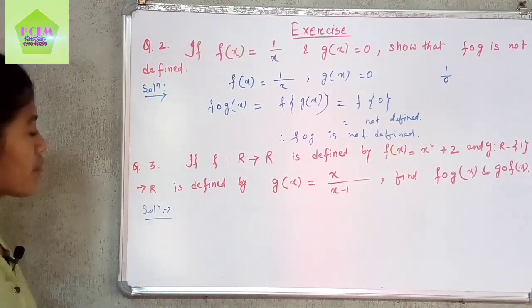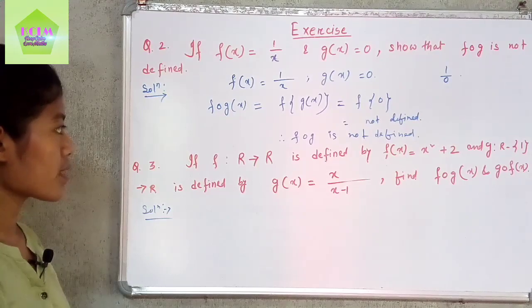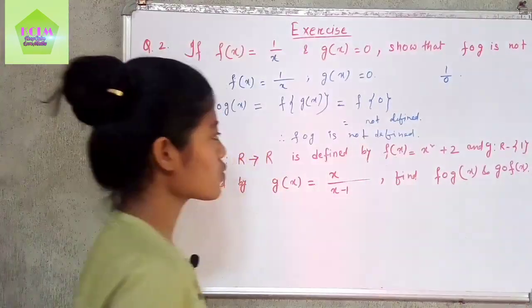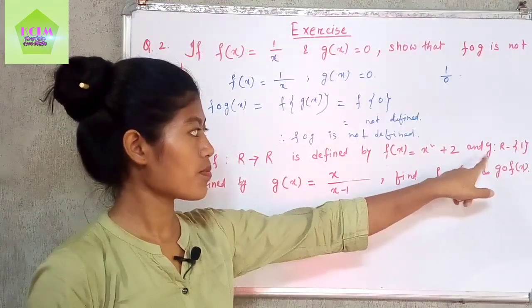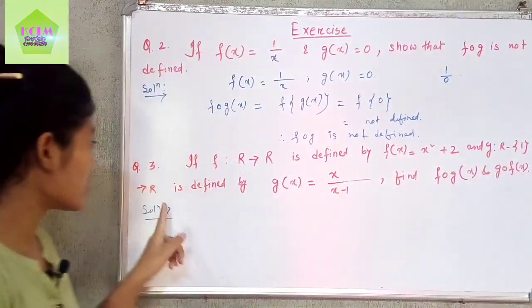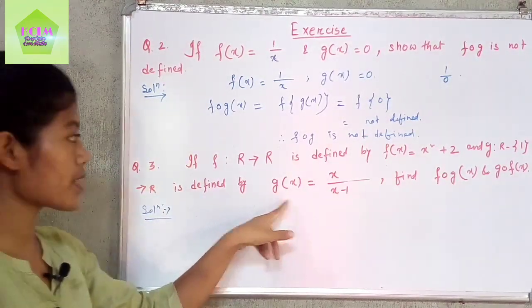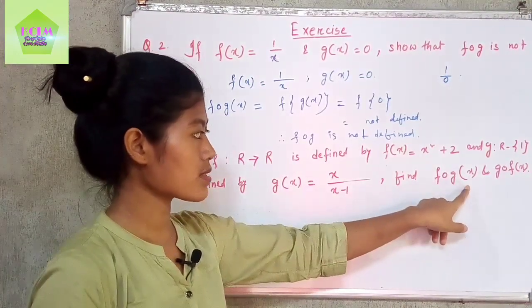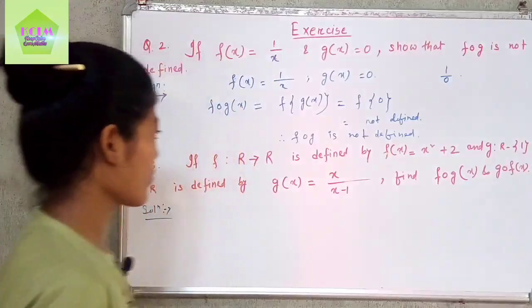If a function f from R to R is defined by f of x equals x square plus 2 and another function g from R minus 1 to R is defined by g of x equals x by x minus 1, then find f naught g of any element x and g naught f of any element x.